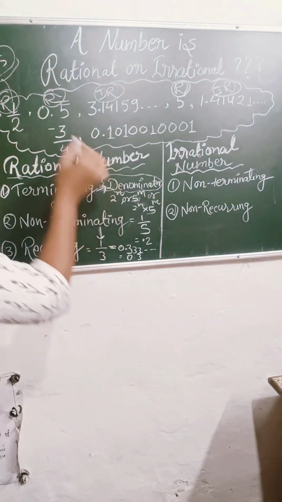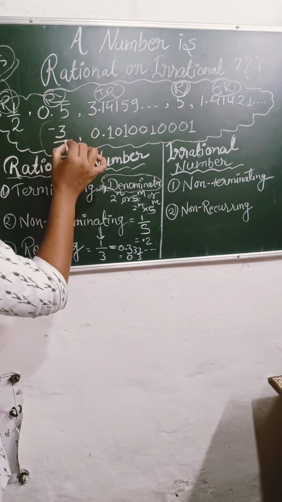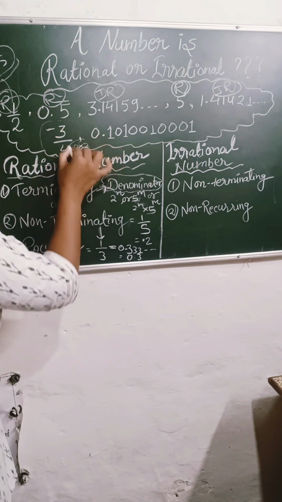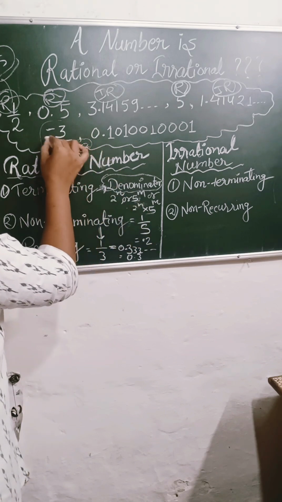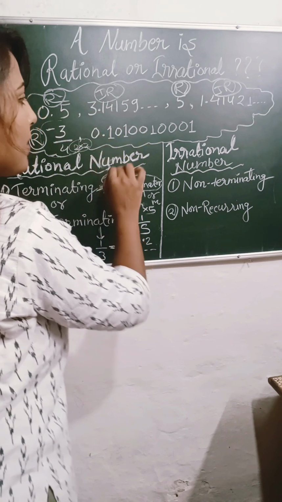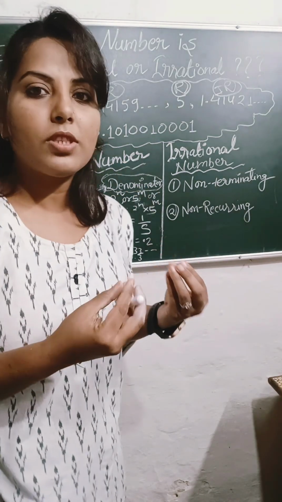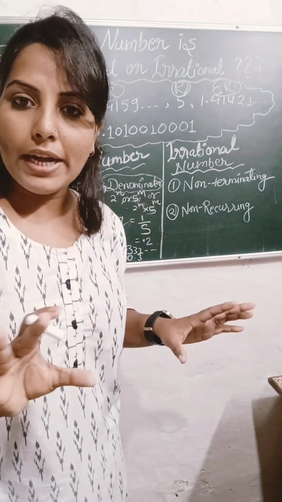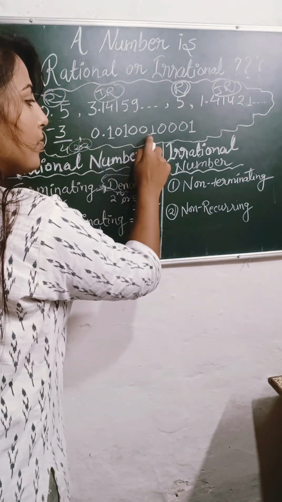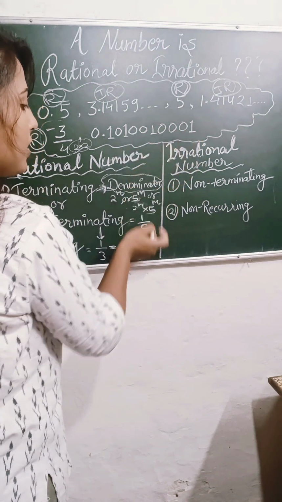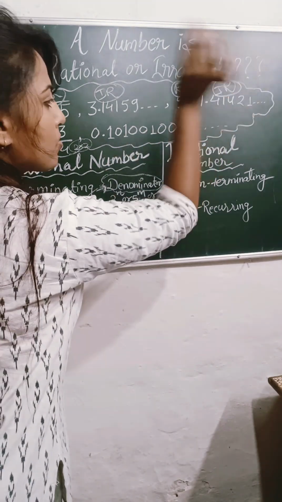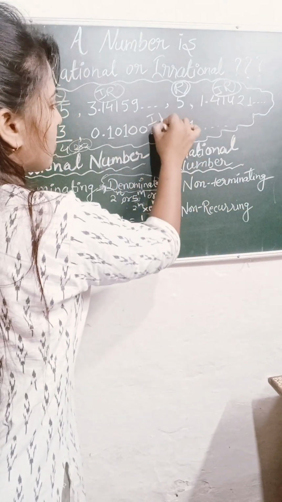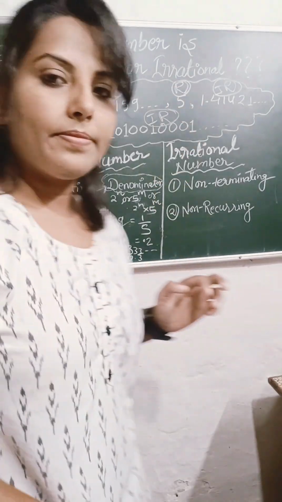Here you can see minus 3 by 4. We can also write this 4 in the form of 2 to a power. This is terminating, so this is also a rational number. Now come to this number. When you see it the first time, you may feel that the number is repeating, but no, it is not repeating. There is no pattern, like 1 0 1 0 0 1 1 0 0 0 1, and so on. So this is non-terminating and non-recurring, so this is also an irrational number. Thank you.